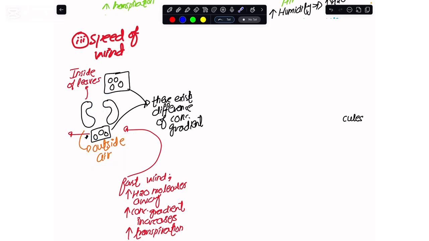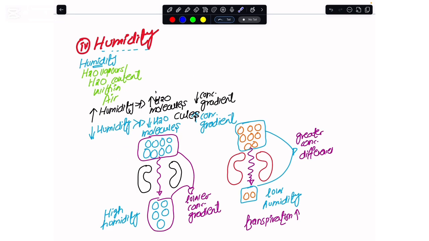So that would increase the transpiration, because more quickly we would be removing the water molecules in the external air with the help of the greater speed of the wind. So a steeper concentration gradient would exist here, and that would compel more water molecules to be lost by transpiration.